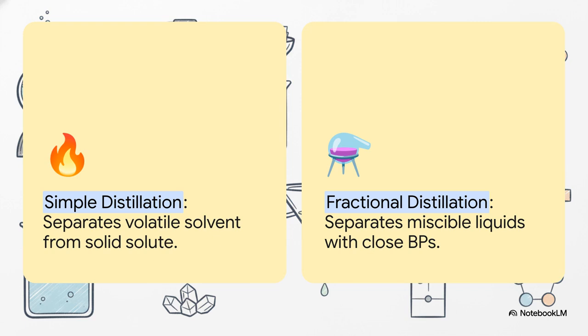Simple distillation, that's your go-to when separating a volatile liquid solvent from a non-volatile solid solute. Basically, you use it when there's a massively large difference in their boiling points. Salt water is a perfect example for this one. But fractional distillation, that is the absolute heavyweight champion for separating completely miscible liquids, liquids that fully dissolve into each other, that happen to have very, very close boiling points.